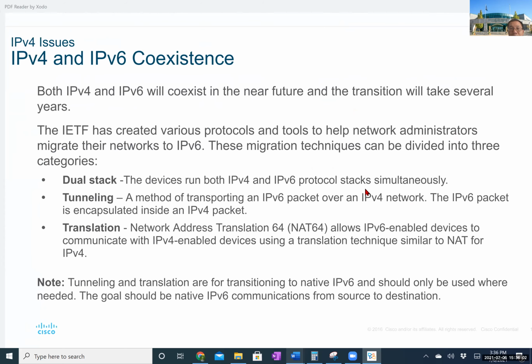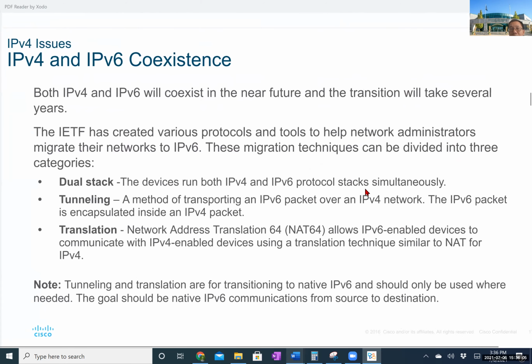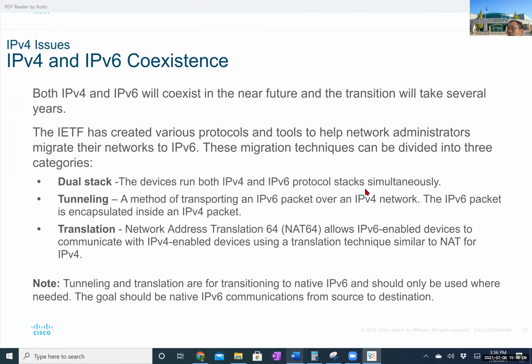For now, IPv4 and IPv6 are coexistent. I think it will take a long time to transition from IPv4 to IPv6, right? And you have some migration techniques. They can be divided into 3 categories in order to coexist between IPv4 and IPv6. The first one is dual stack. Dual stack means a device can run both IPv4 and IPv6 at the same time, simultaneously. The second one is tunneling, and the third one is translation.